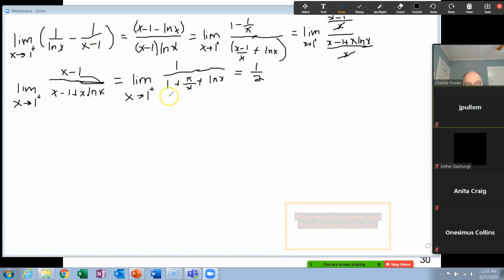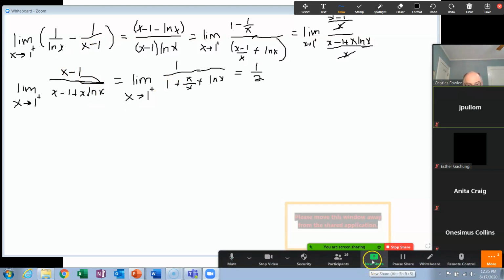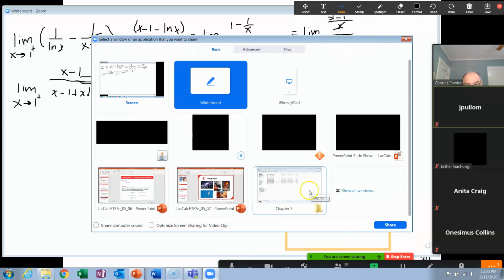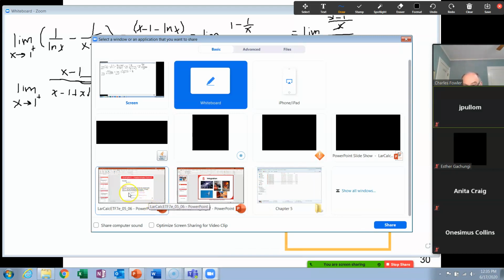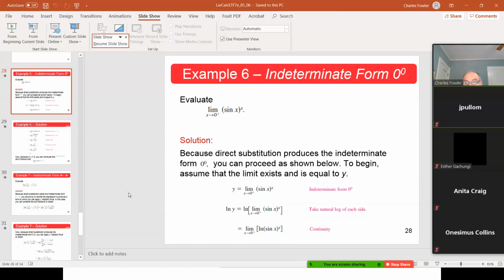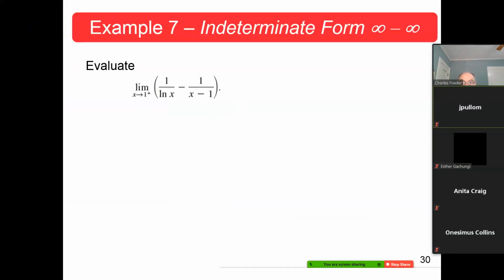Let's go back to the book, or to the PowerPoint, for 5.6, and see how they did example 7. Well, they started the same way we did.